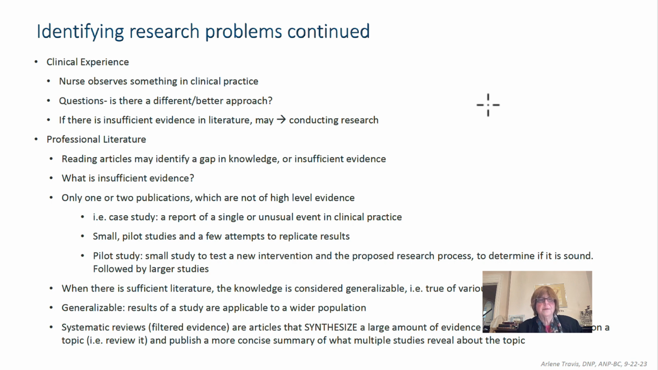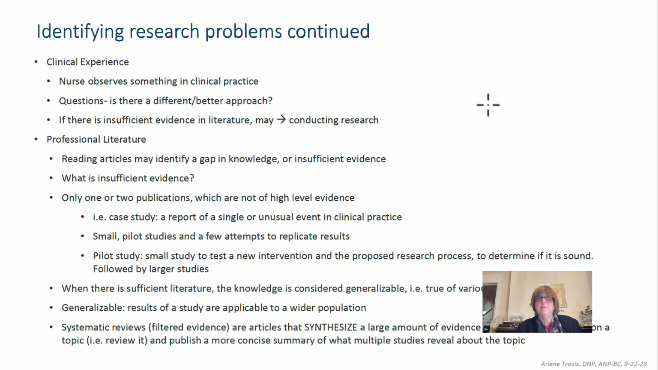Identifying research problems. So you're going to be looking at clinical experiences. Nurses observe something in clinical practice. For instance, we use the discussion in terms of decubitus ulcers, right? So when you have patients that are improving only 72%, you really want to say, gee, is there a better way to do this? So you're going to start to have a question in terms of improvement of decubitus ulcer care.